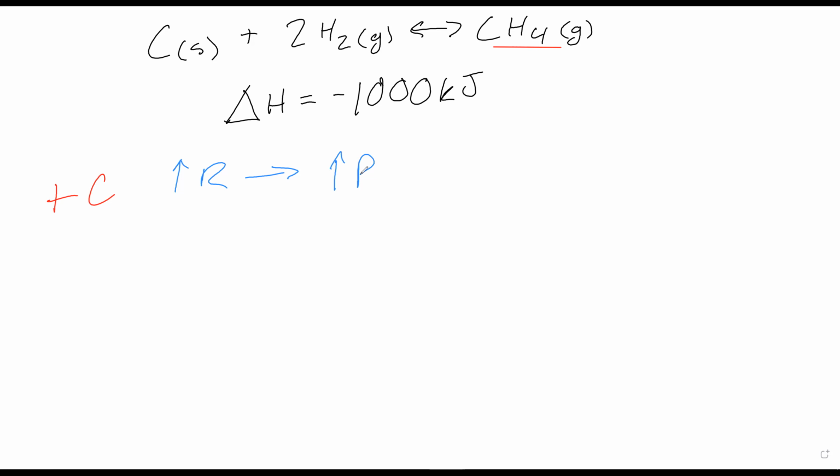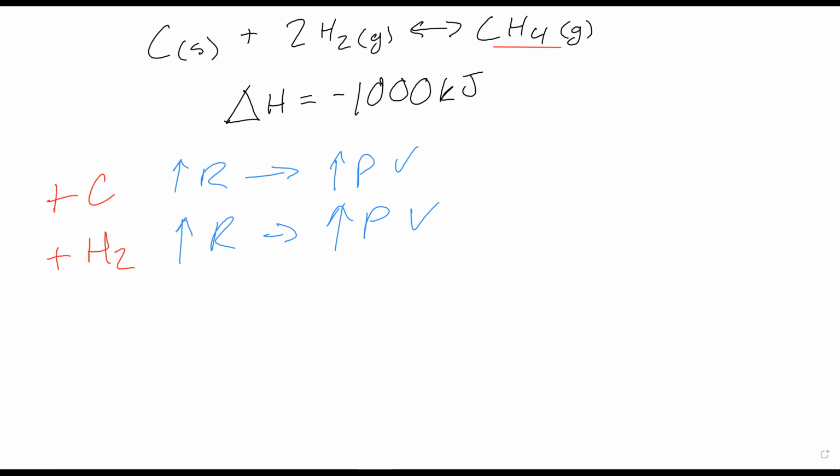Scenario B is just increasing H2. So here we are adding more H2. It follows the same logic as the carbon. You're just increasing the number of reactants, increasing the rate of reaction for the reactant side, which will give you more product. So both of these scenarios would create more of the CH4.